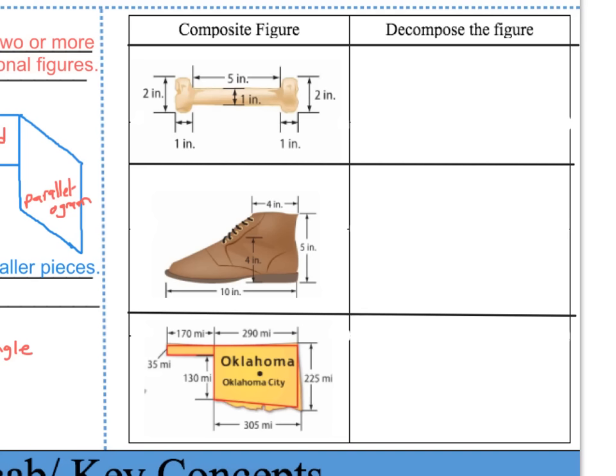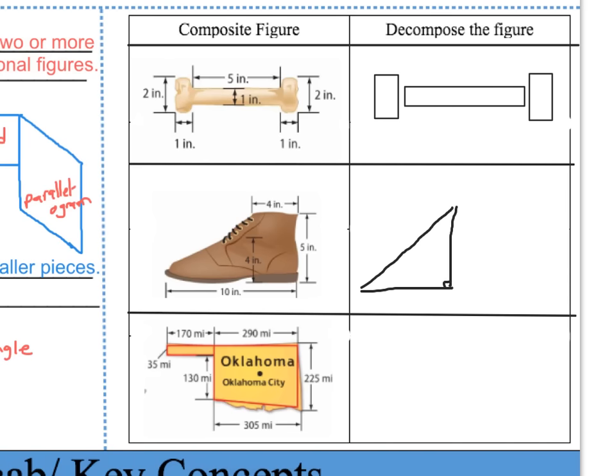So let's take a look at these different composite shapes and decompose them into basic figures. The first example is the bone. The bone can be decomposed into three rectangles. The shoe can be decomposed into two basic shapes. The first shape that I see is a right triangle, and the second shape that I see is a rectangle. For the state of Oklahoma, the first shape that I see is a rectangle, and the second shape that I see would be a trapezoid.